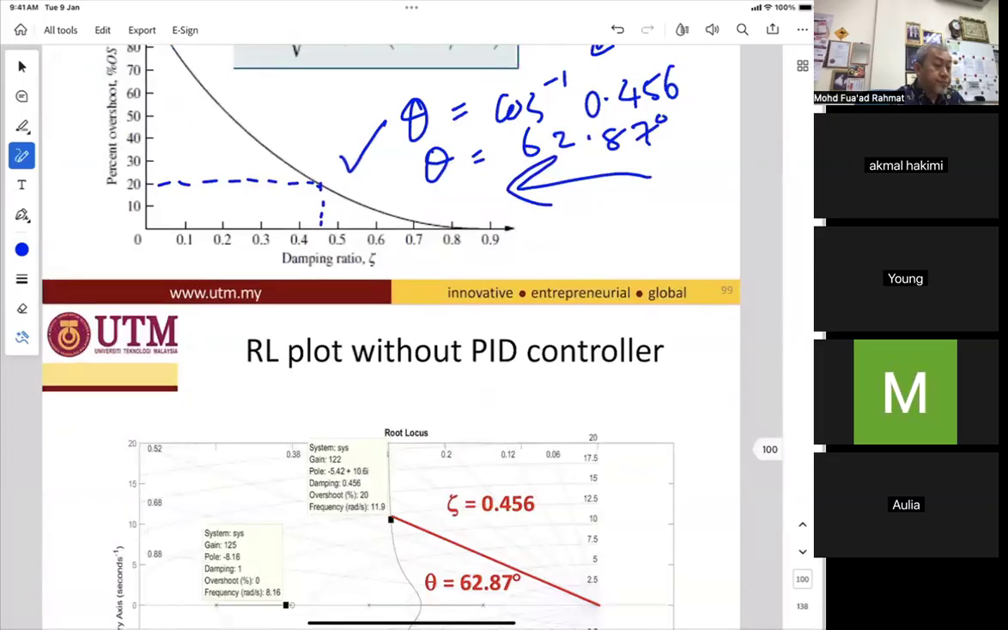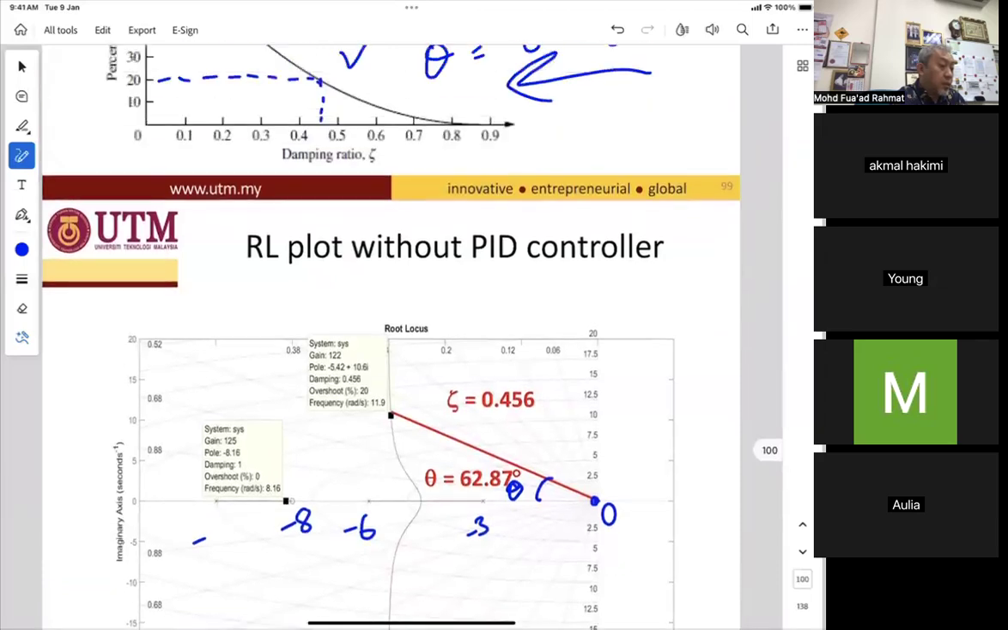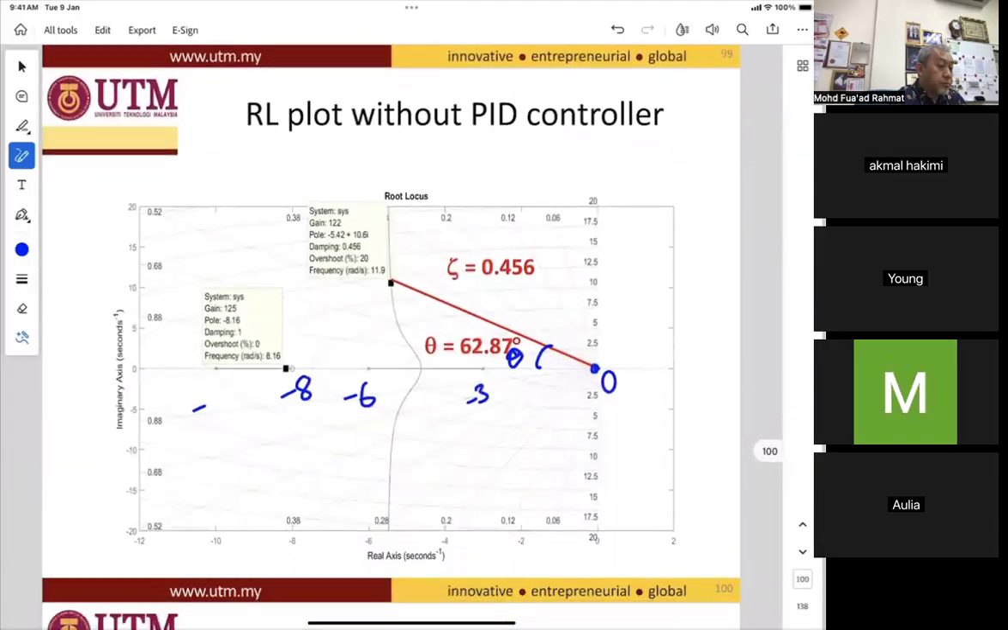Okay, which is here the theta, and this is the origin. So -3, -6, -8, and -10. Okay. And this is the dominant pole, the corresponding dominant pole.